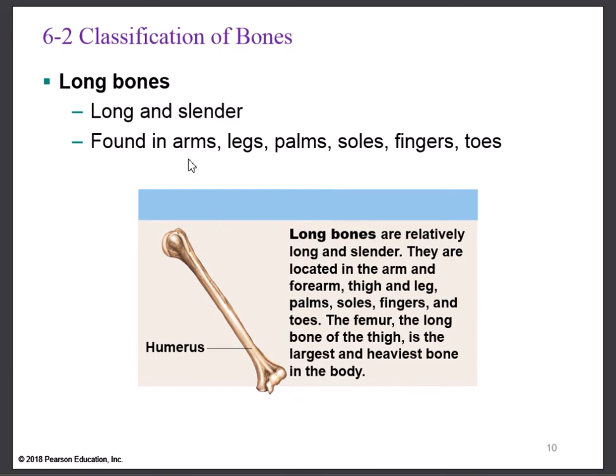So a lot of the bones in the arms, the legs, the palms, the feet, the fingers, the toes, even though these are actually small bones and they're not really that long, they have these features. They have a shaft and then the two expanded ends. All right, so this is what we're going to classify as long bones.